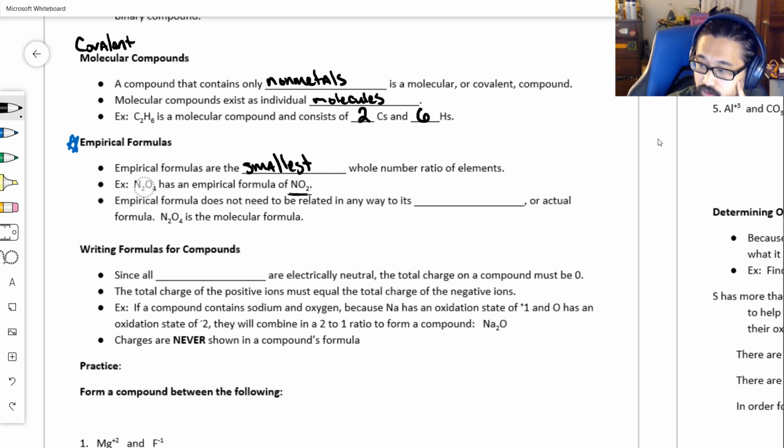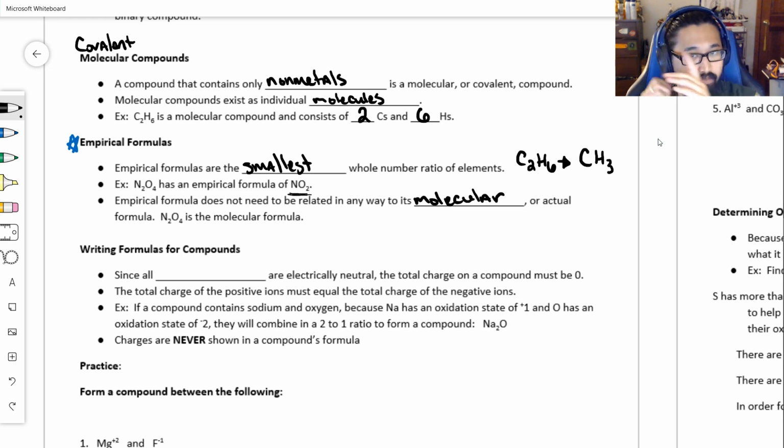Now, you should notice that the empirical formula does not need to be related in any way to the molecular formula, or the real formula, the actual formula. N2O4 is still the molecular formula for that compound, but if you're asked what is the empirical formula for N2O4, you need to take the numbers and reduce them down as far as possible. If you had to do the empirical formula for something like C2H6, I can divide both of these by 2, that would become CH3. Right? Empirical formula is take the numbers, reduce them down as far as possible.